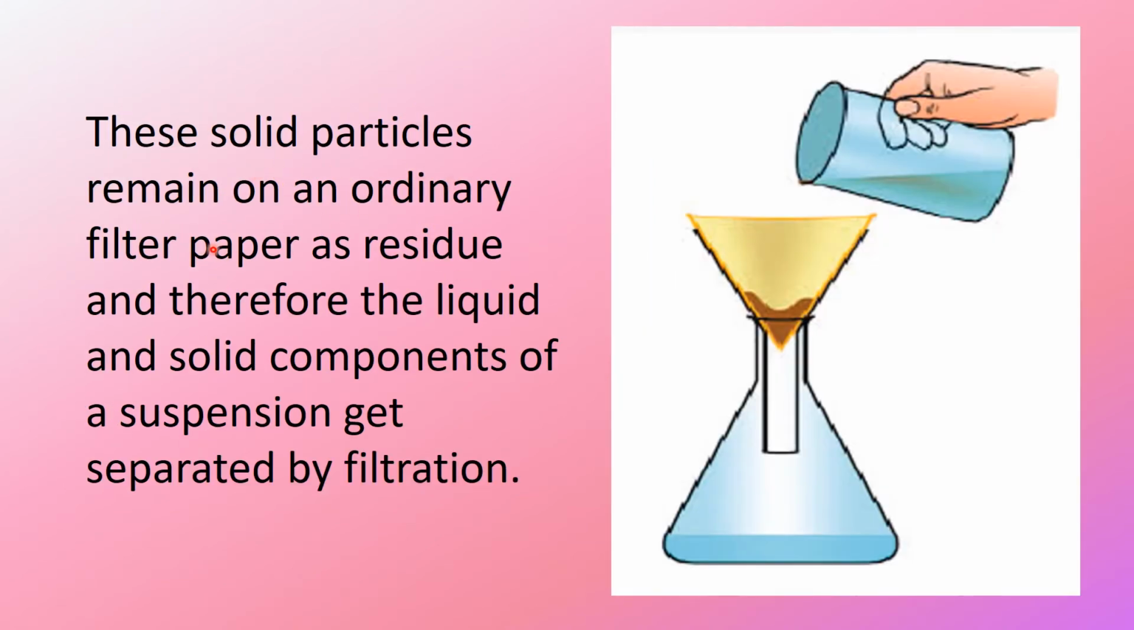These solid particles remain on an ordinary filter paper as residue, and therefore the liquid and solid components of a suspension get separated by filtration. If you filter the same, then the water will be collected in the conical flask and the sand remains on the filter paper. Whatever remains on the filter paper is called the residue.